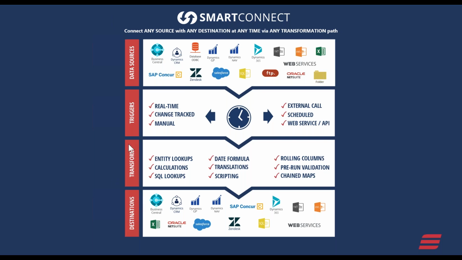Okay, so data source, destination. Everybody has a data source and a destination. And we come back to that transformation box, right? How do you transform that data specific to your business? Because every business operates differently. So we can do things like calculations, maybe adding a first name and a last name together off of a website and creating a contact inside of a Business Central system. We can do translations, scripting, rolling columns, right? Maybe grabbing that next invoice number that's coming off of a website inside of Business Central, or creating that next invoice number. Pre-run validations. Maybe we want to check to make sure that data is even valid before we push it in. Chaining maps together.